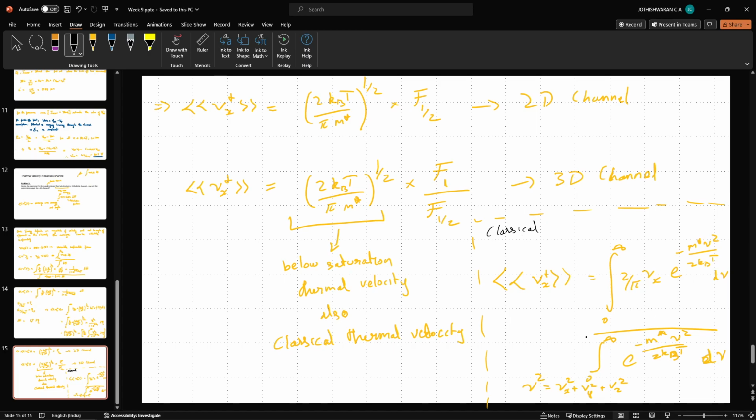So if that is done, then we can find out that we will get this same expression for the thermal velocity. So this is the expression for the thermal velocity. Whenever you're asked to calculate it, just go ahead, substitute the values into this expression and get the answer. So with that, I think we can conclude today's session.